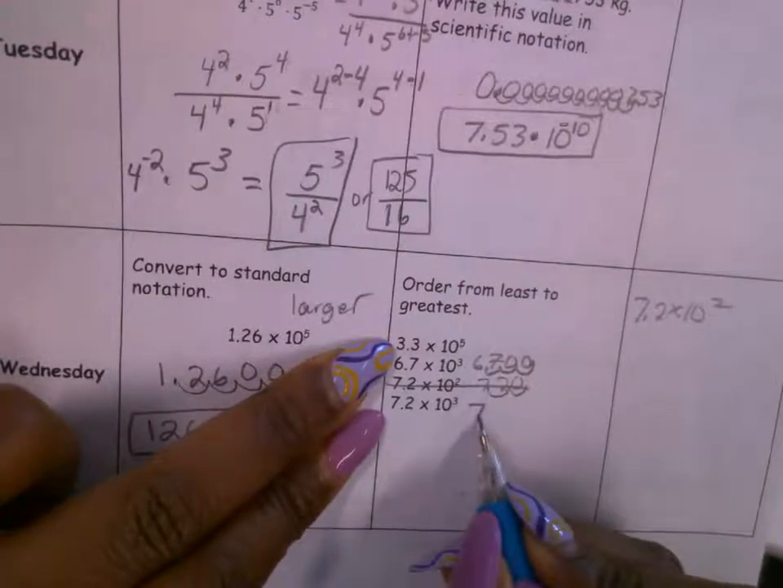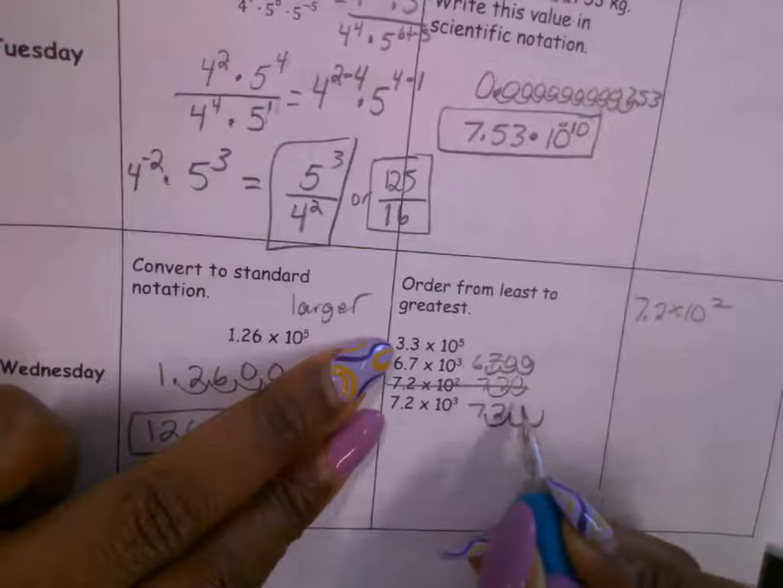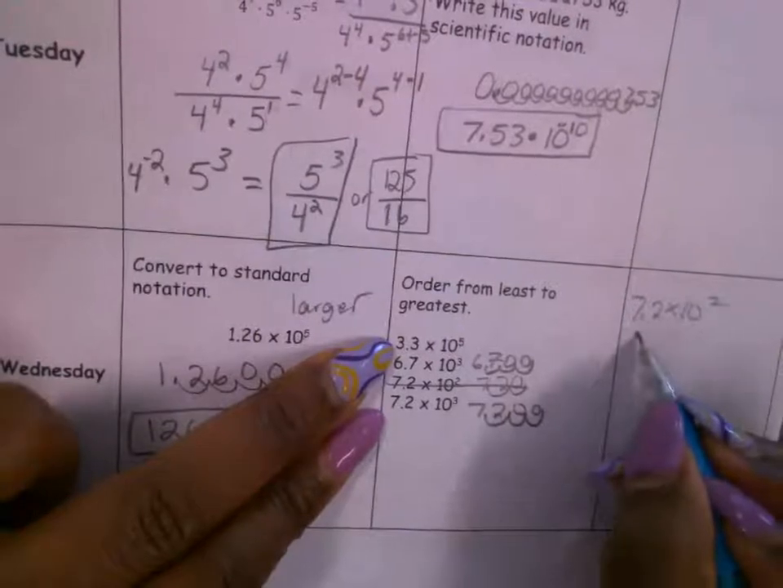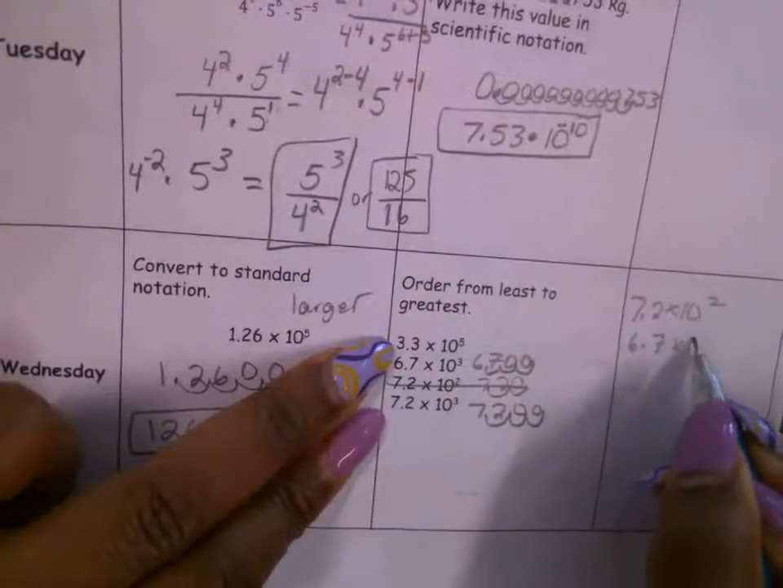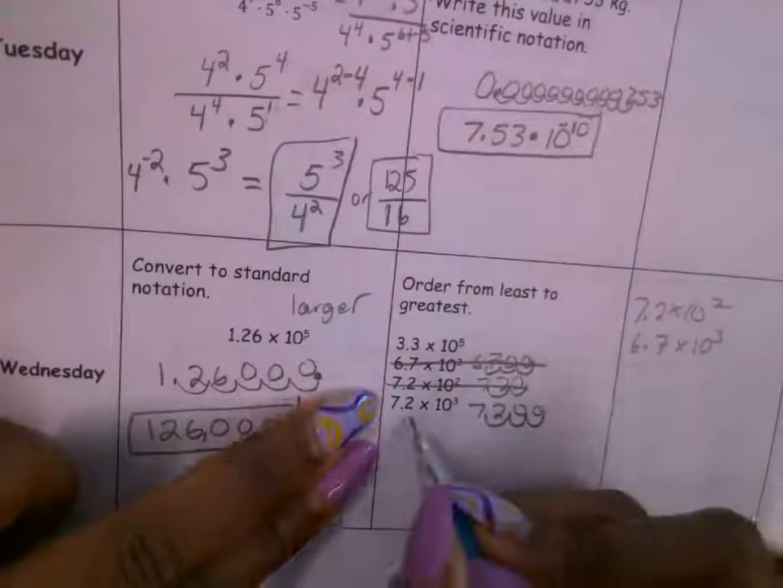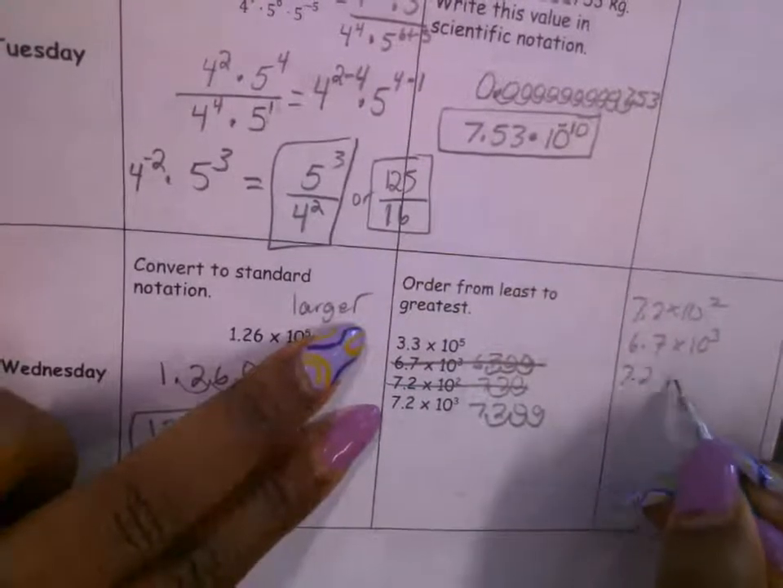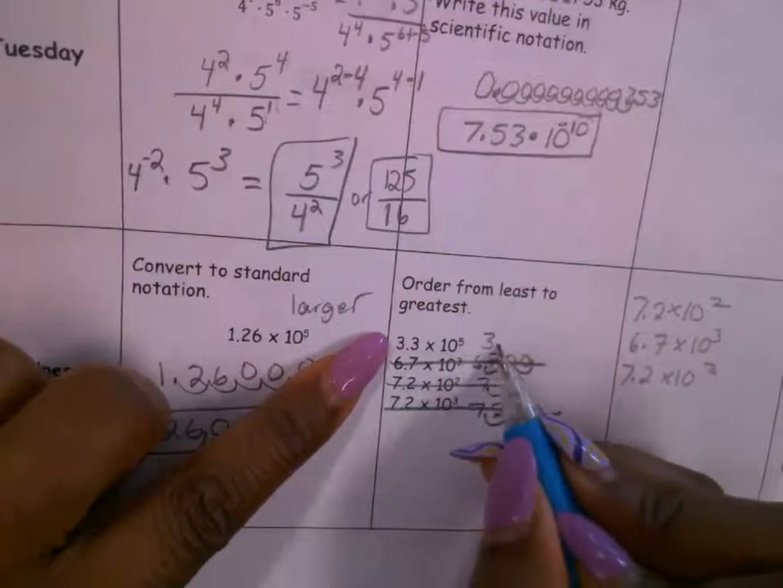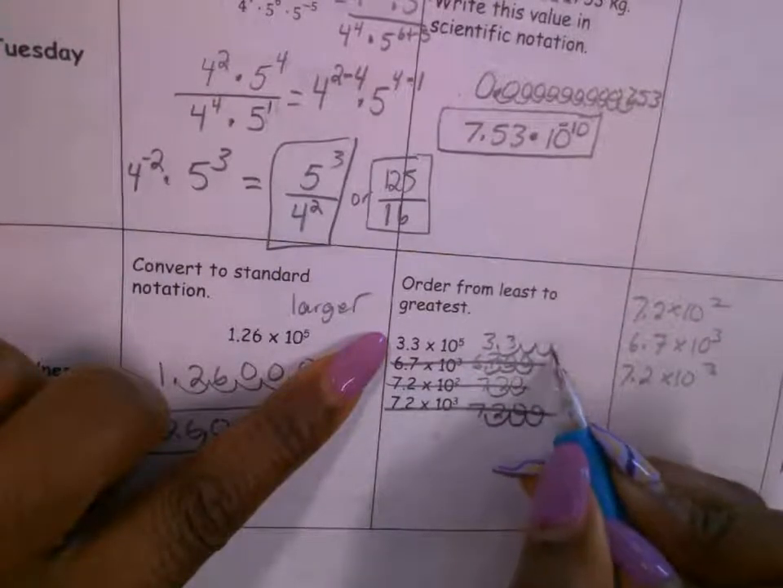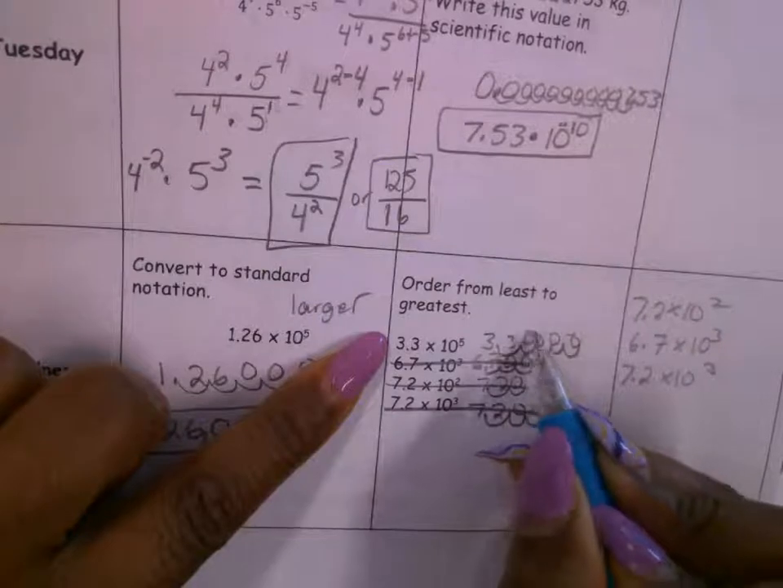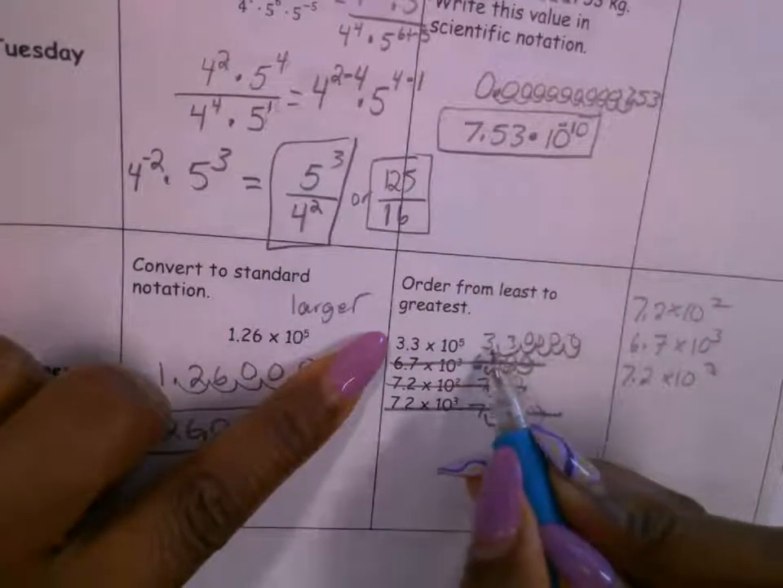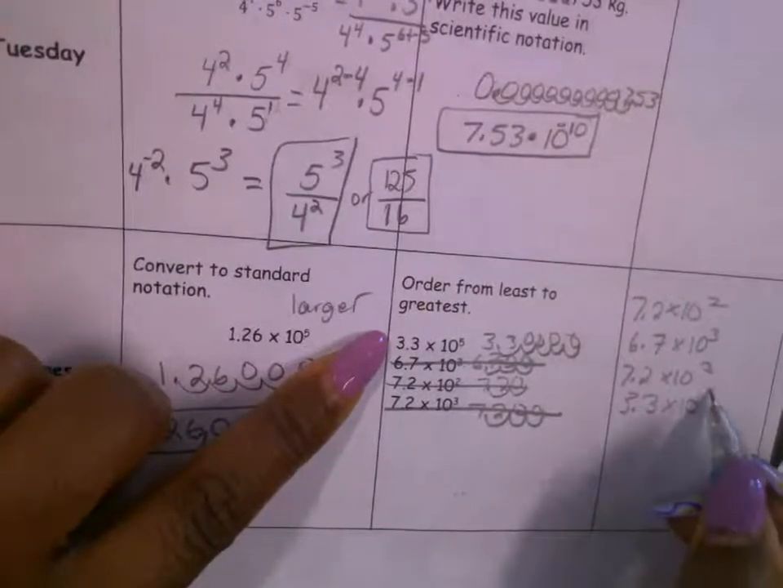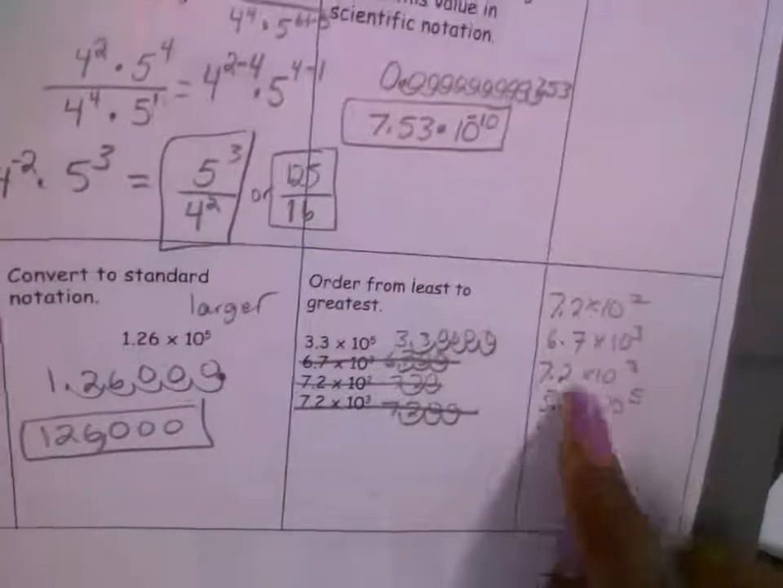6,700. This one's going to be 7.2. Move it 1, 2, 3. This is going to be 7,200. So this one is smaller. So that comes next. And then this one. Okay? And then the largest one is this one because you're moving your decimal 5 times. See this? 1, 2, 3, 4, 5. That's a lot of zeros. So this is 330,000. Okay? And this is the order from least to greatest.